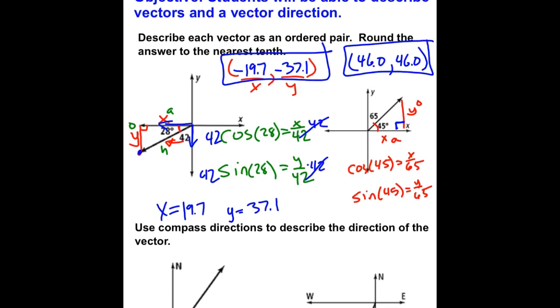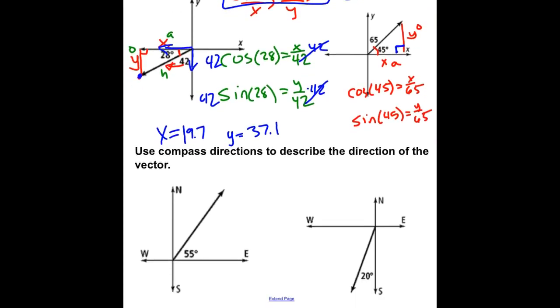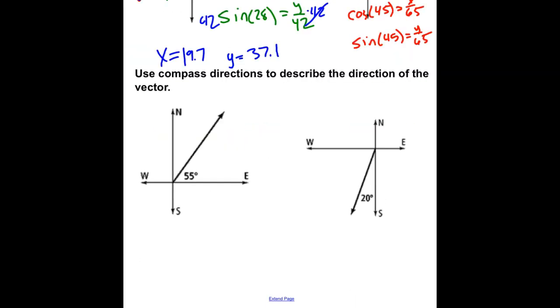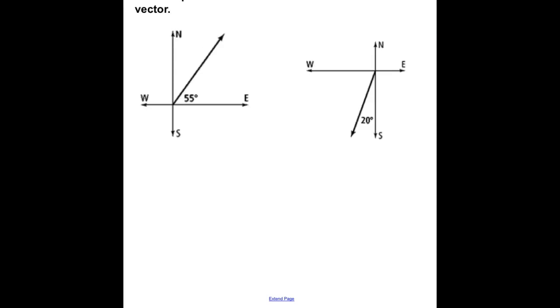So the last thing we have for you is here, it says use compass directions to describe the direction of the vector. So this is where we talk about something being north, south, east, or west. And so when we write this, we write some angle, some degrees, something of something. So we start with our angle. Well, it's 55 degrees. We can put that in.